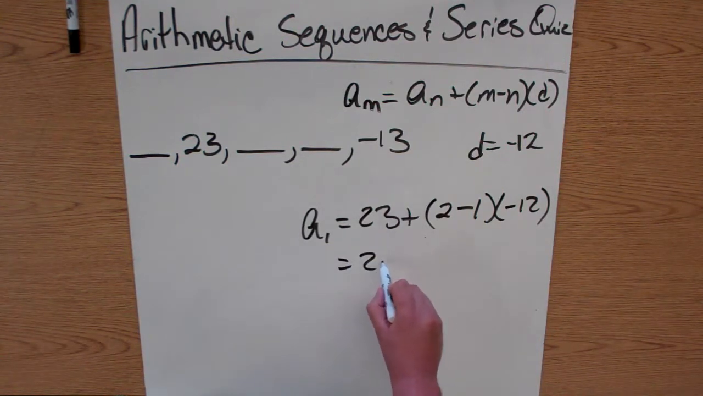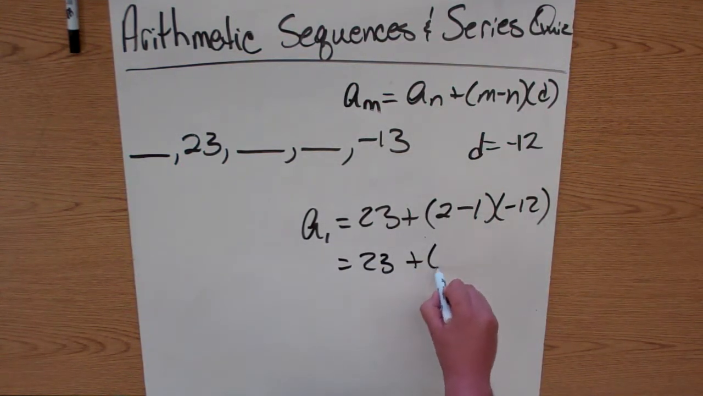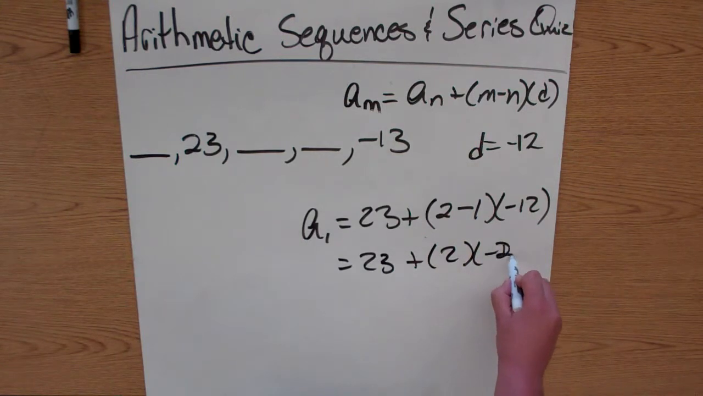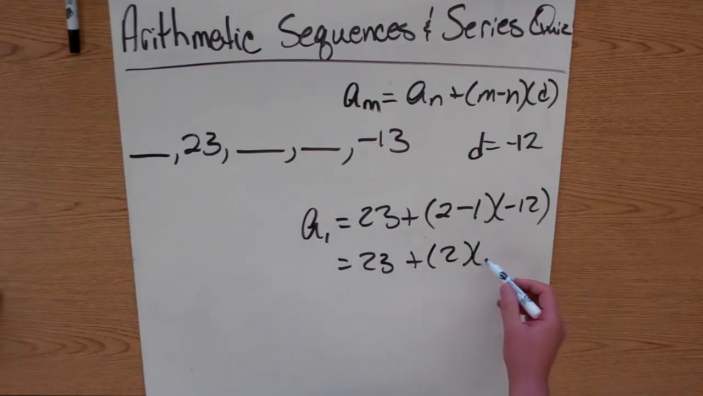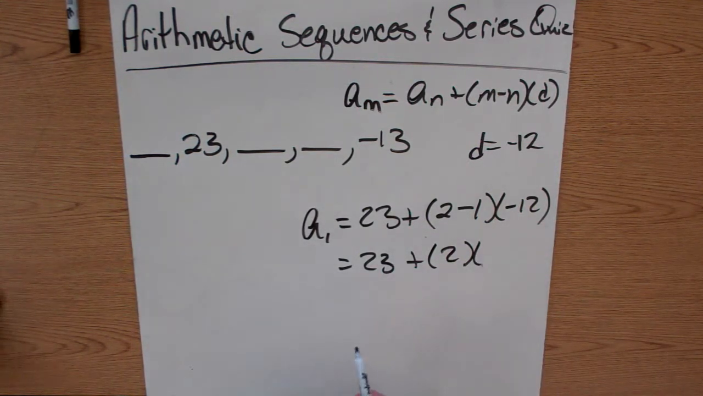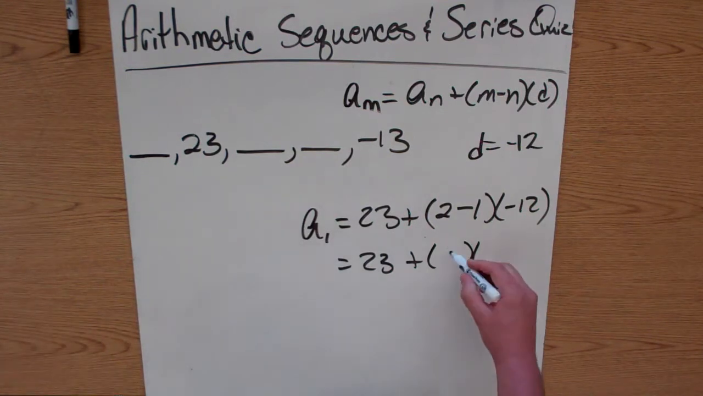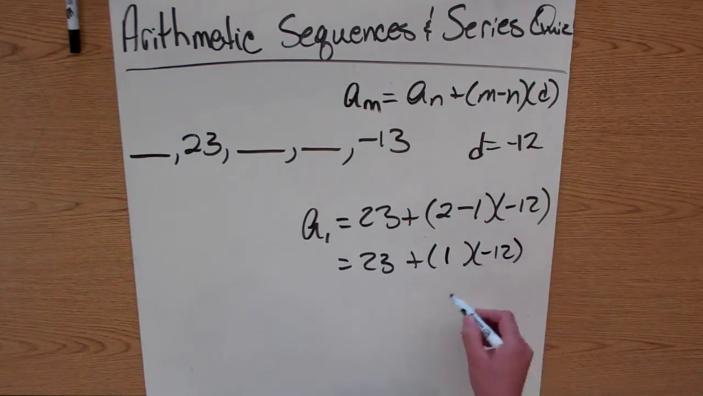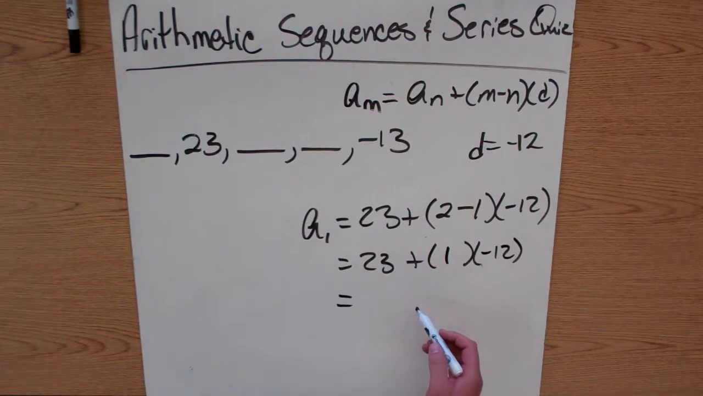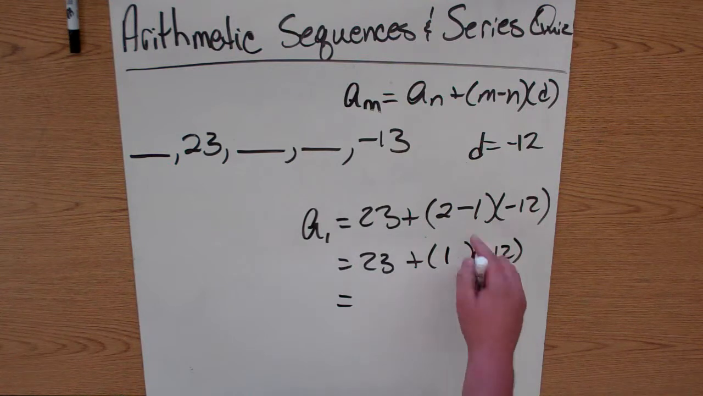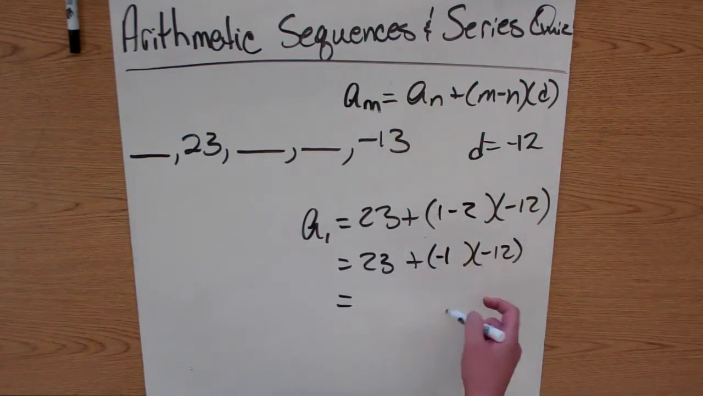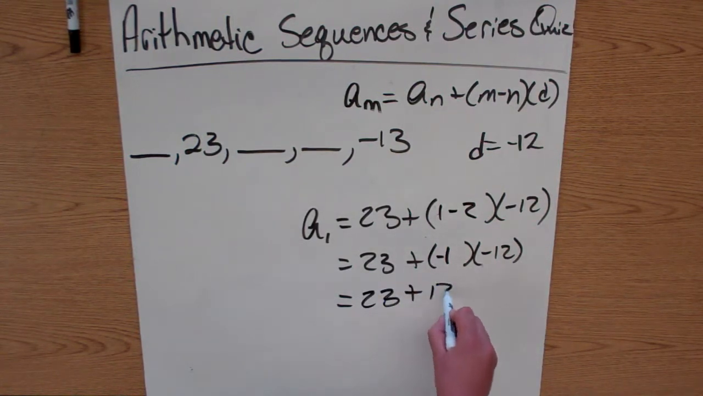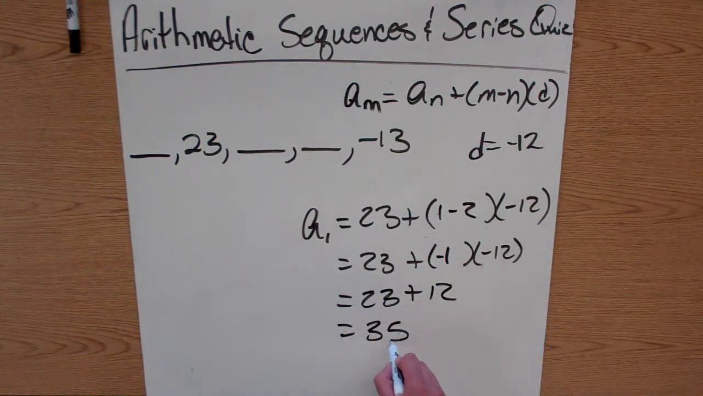So this would be 23 plus 2 minus 1 is 2 times negative 12. Right, 2 minus 1 is 1 times negative 12. So this is simply going to be, this is backwards. Wow, I'm messing this one all up. So it's negative. So this is simply going to be 23 plus 12, which is 35.